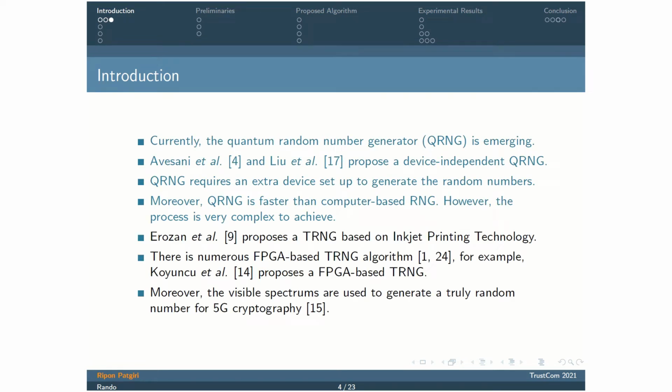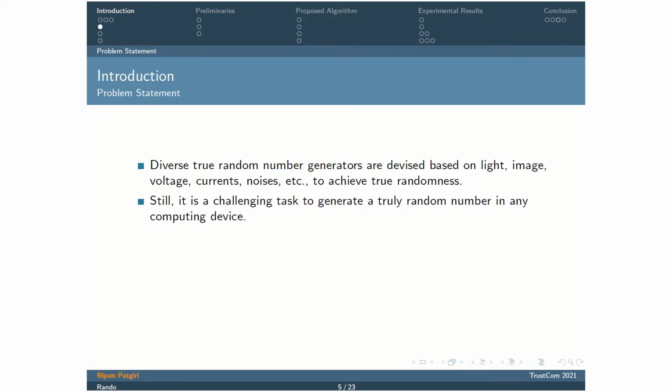Erosion et al. propose a TRNG based on inkjet printing technology. There are numerous FPGA based TRNG algorithms. For example, Coinche et al. propose an FPGA based TRNG. Moreover, the visible spectrum is used to generate a truly random number for 5G cryptography. So diverse true random number generators are devised based on light, image, voltage, current, and noises to achieve true random numbers. Still, it is a challenging task to generate a truly random number in any computing device.